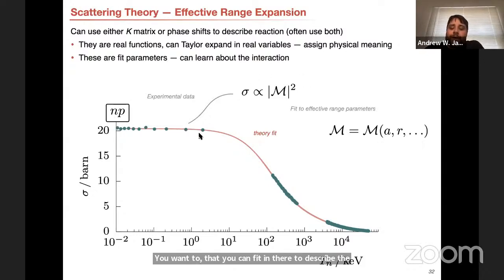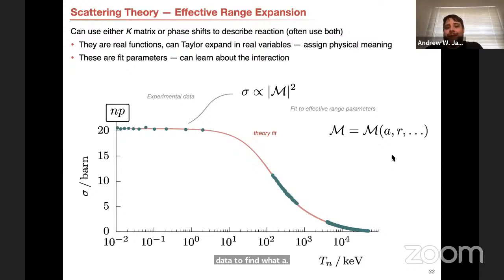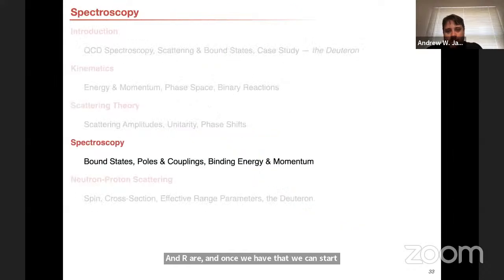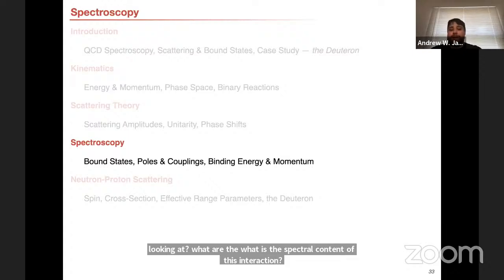So the goal is now becoming, we have the blue dots, we have a mathematical form for M, we want to fit this data to find what A and R are. And then once we have that, we can start learning about the interaction. So we'll go through that and show an example of what you get out. But let's go to the next step first of once you do that, what you could do next, and that is the spectroscopy part. So looking at what is the spectral content of this interaction? Does it form bound states? And then what are the properties of these bound states?